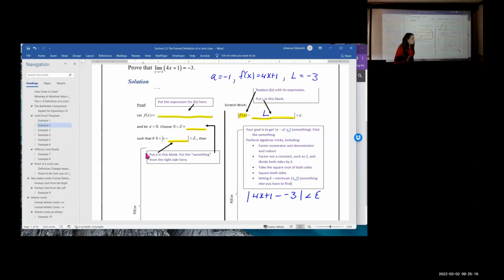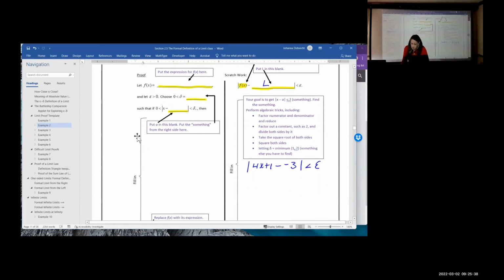Be very careful with your signs. The formula itself is subtracting L. That accounts for one of the minus signs. The other one is part of L, which is -3. So we have a double negative. That's really important.